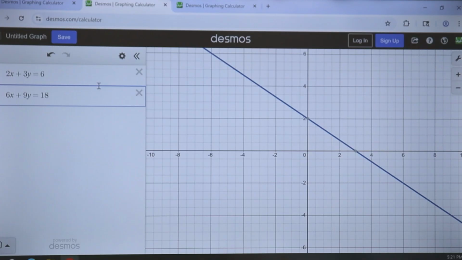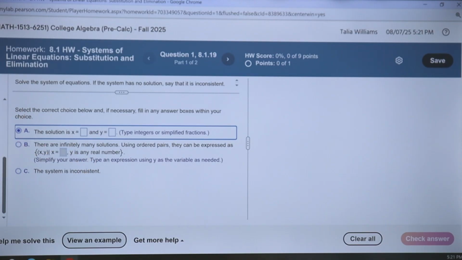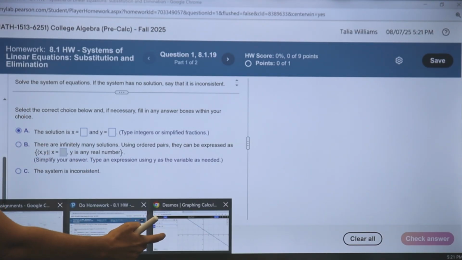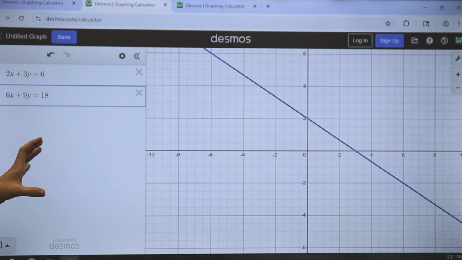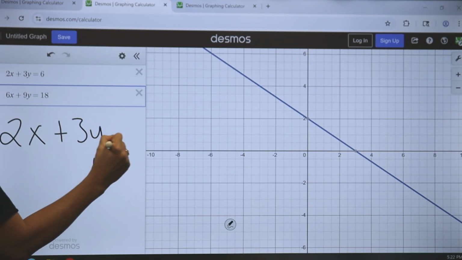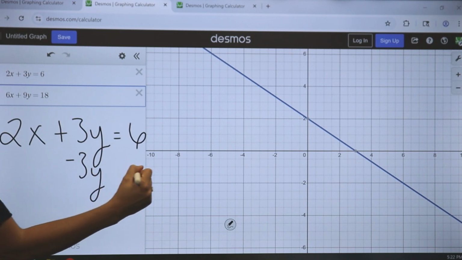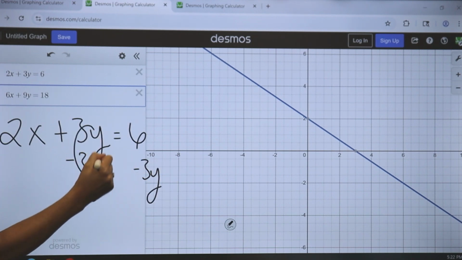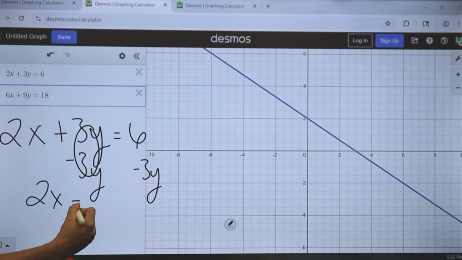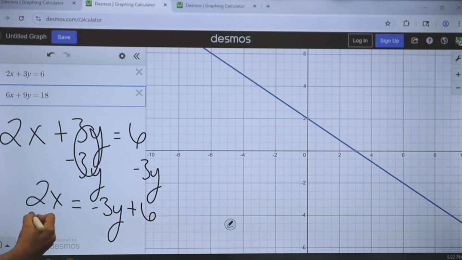So when they're looking for a solution on this one, they want us to do x equals where y is any real number. So you're going to take either of these, because whichever one you solve, they're both going to be the same, and solve it for x. So I'm going to do the top one because it's already reduced. And if I'm solving for x, I'm going to go ahead and subtract my 3y. So it's 0 over here. 2x equals negative 3y plus 6. And then divide by 2 so that x is alone.